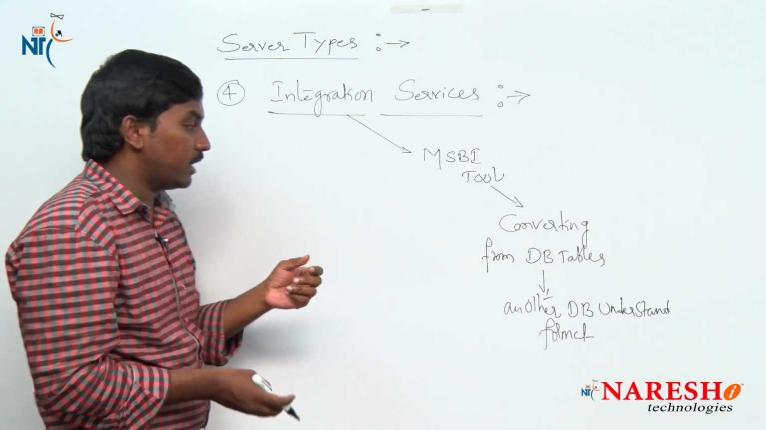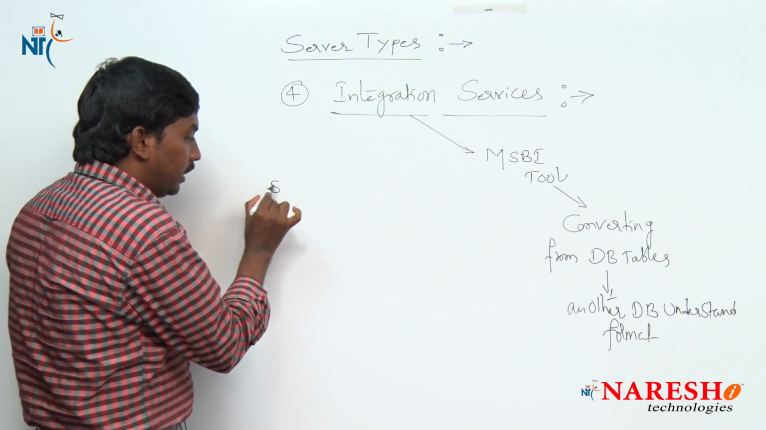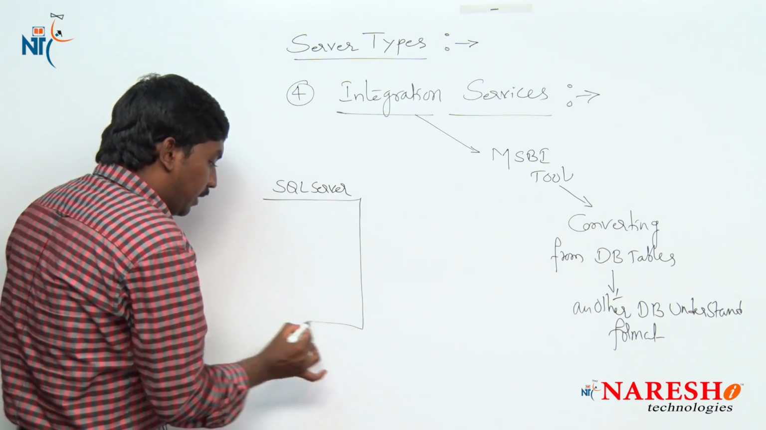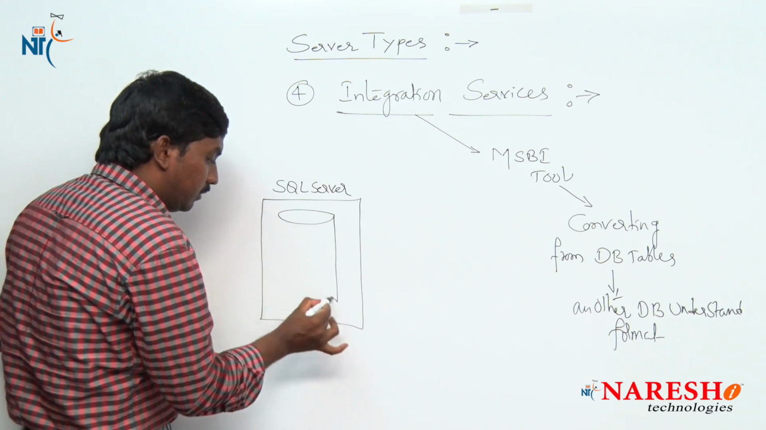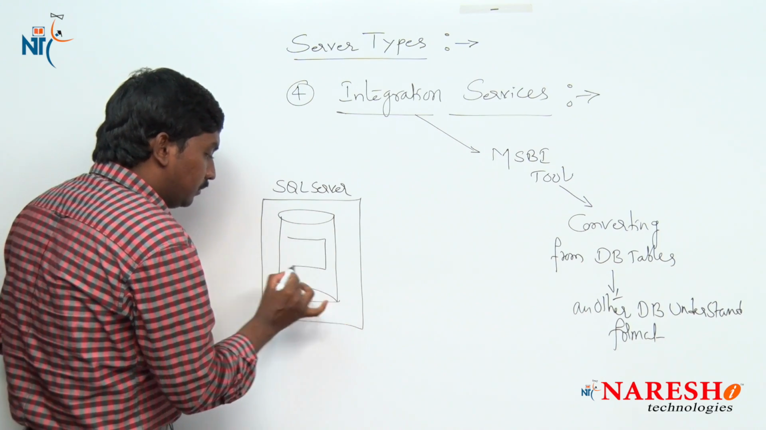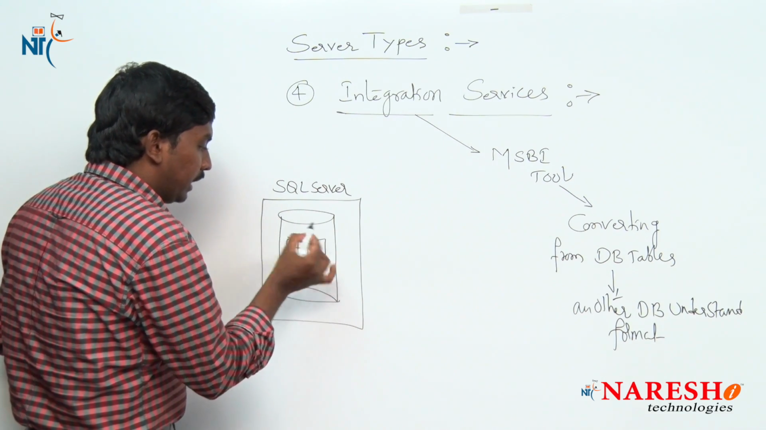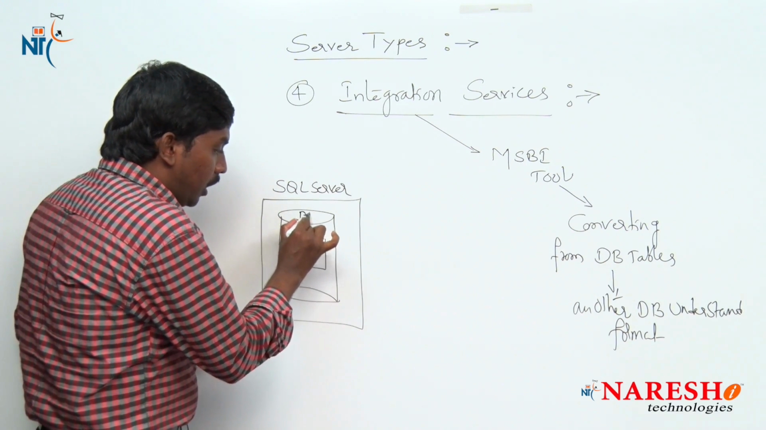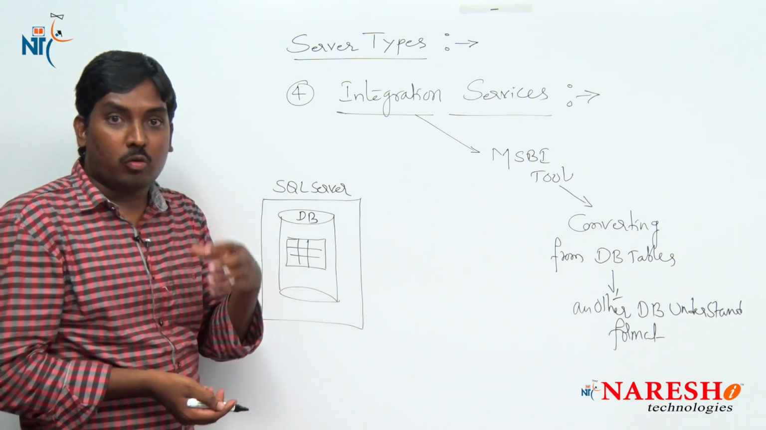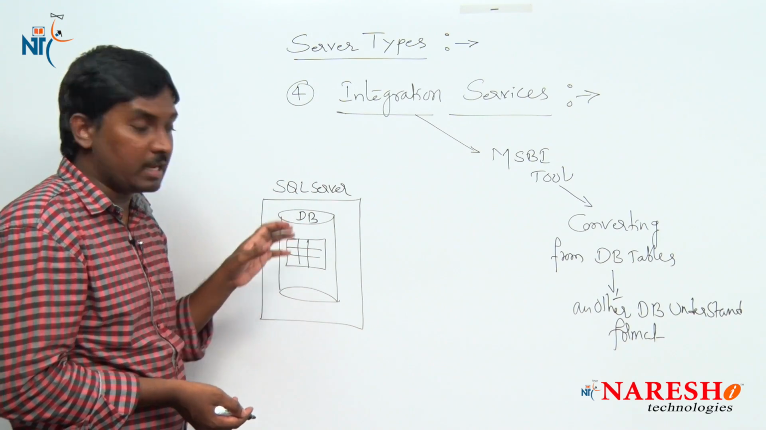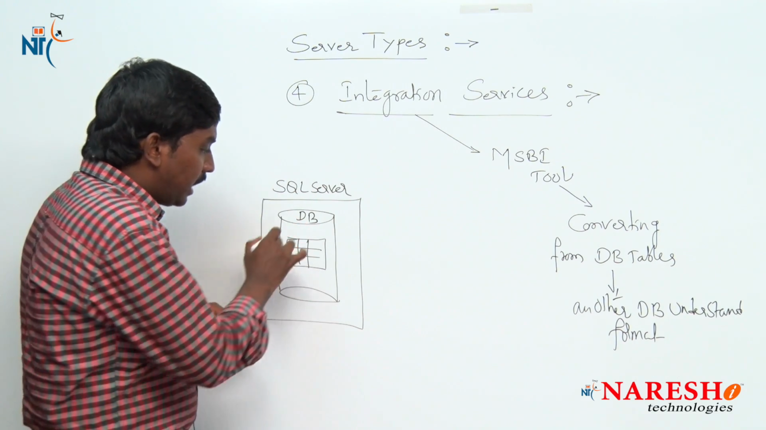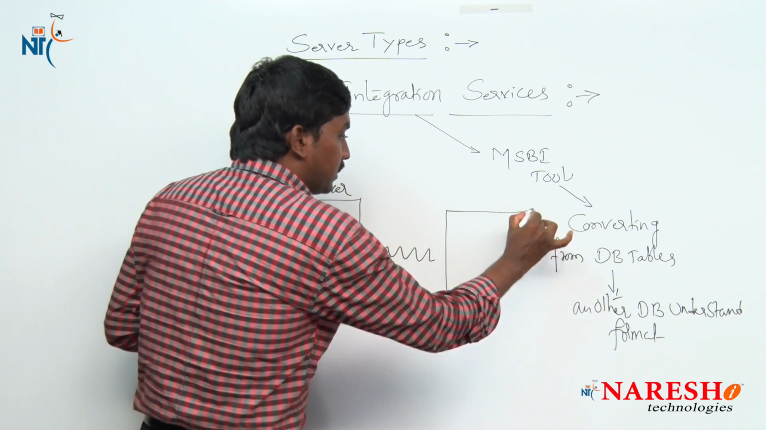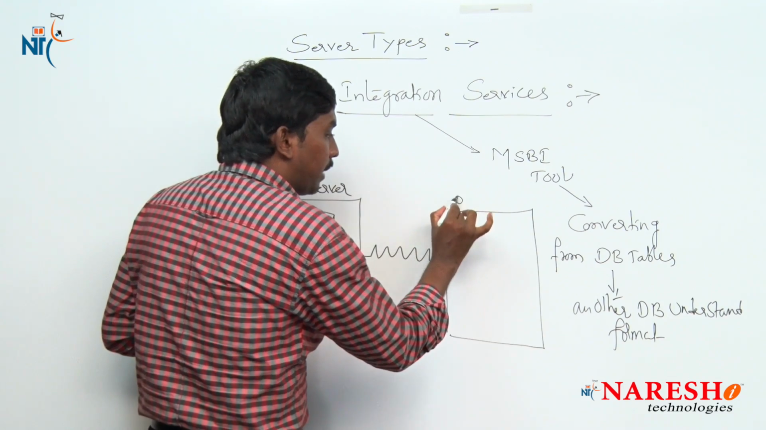For example, simply I can say, initially I was using my SQL Server database. In the SQL Server database I created one database, and in that database I stored some table data. Not only one table, there are so many tables you can store in a database. So now at present my table data is stored in the SQL Server database. But I want to convert these database tables into another database's understandable format, for example Oracle.